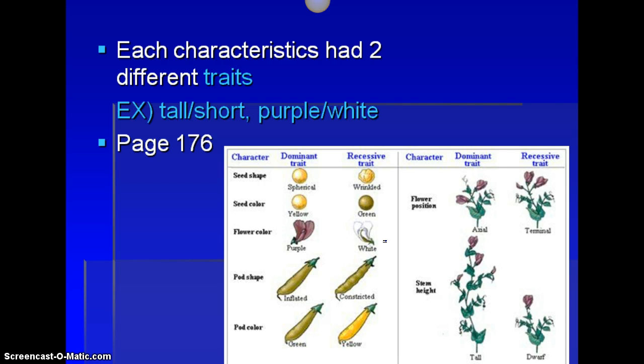Each characteristic had 2 different traits. For example, tall versus short, purple versus white. You can see here some of the other characteristics he looked at: seed shape, spherical or round and wrinkled; seed color, yellow and green; pod shape, inflated or constricted; pod color, green or yellow; and then tall or short and where the flower was. Again, if you want to look at these in your book, page 176 has a chart you can look at or refer back to.